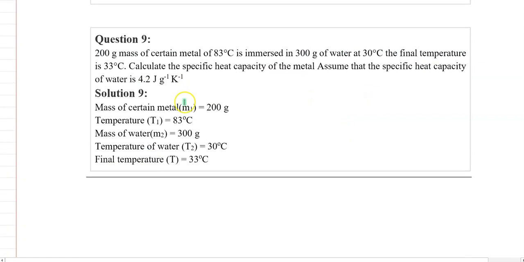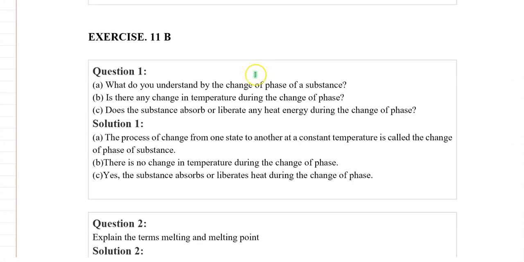So these are the same type of question. And in part B, we have to memorize most of the part. Sorry, we have to understand also. What do you understand by change of phase of a substance? Change of phase is a change from one state to another state. Solid to liquid, liquid to gas, these are changes of state. You can see the answer here.